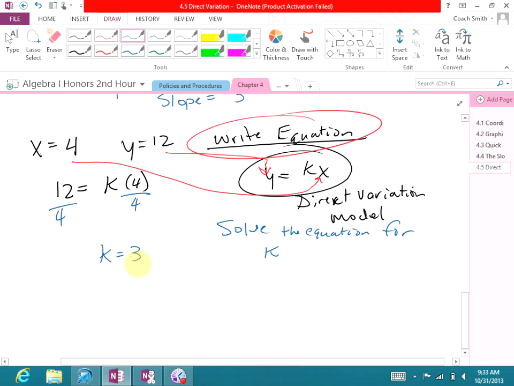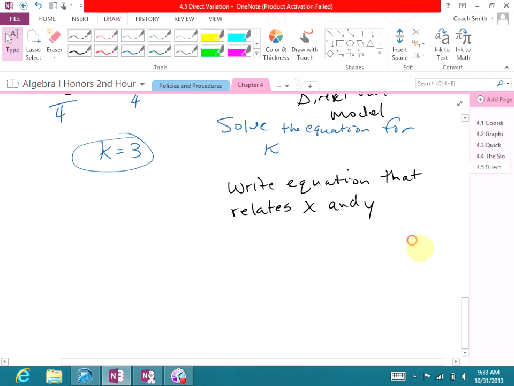Okay, so since k is equal to 3, then the last part is write an equation that relates x and y. So now we're talking about functions. We said a function is y equal x and a blank. Okay, we talk about functions. Y is equal to 3x plus 2. Y is equal to 1/2 x plus 5.